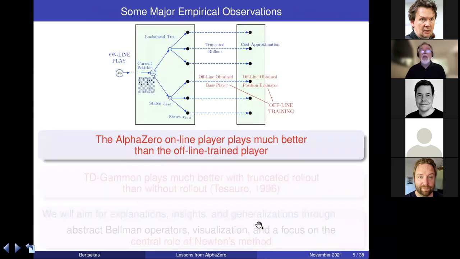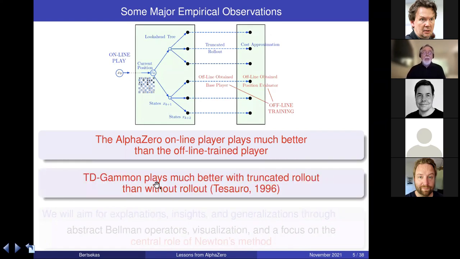So here are some major empirical observations that I want to focus on. Here's the online player. It uses an offline player that has been trained with neural networks, but the online player plays much better in AlphaZero than the offline trained player. This is just a fact, and it's an obvious fact for people that have used these programs. The online player of AlphaZero is just a phenomenal chess player. By contrast, the offline player is relatively mediocre. And so there's tremendous performance improvement by having online play on top of offline training. TD-Gammon plays much better with this middle portion, the truncated rollout portion, than without the rollout portion.